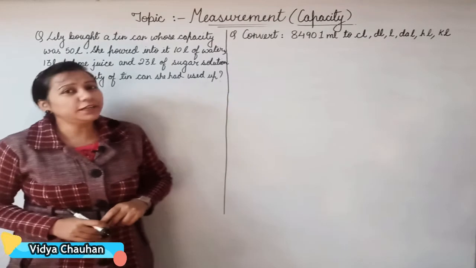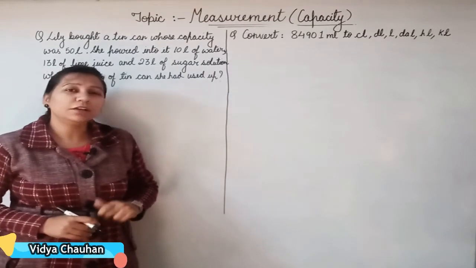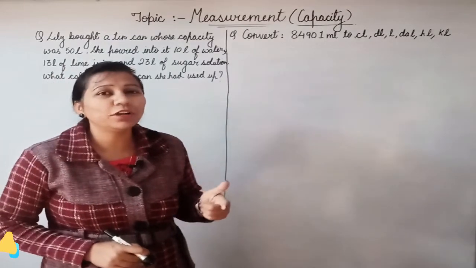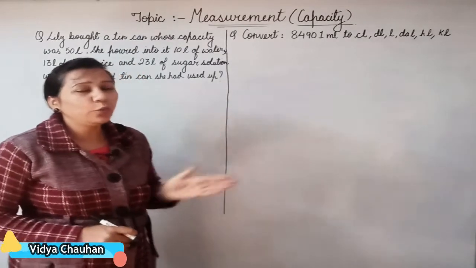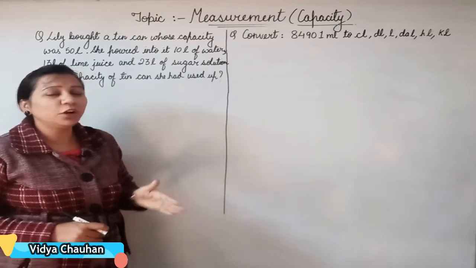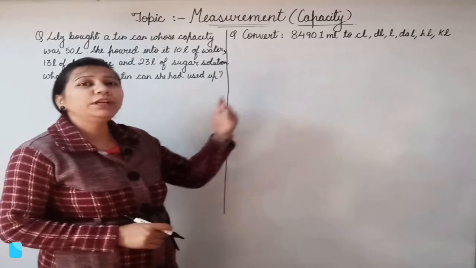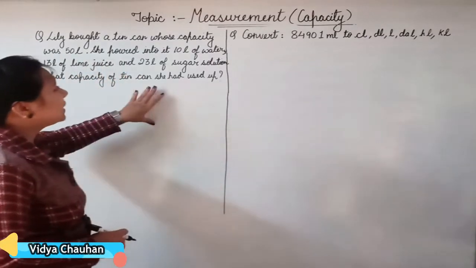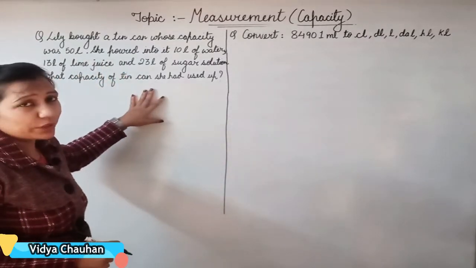So we have already discussed the conversion table related to capacity. That means the biggest unit is kiloliters and the smallest unit is milliliter, and how we do conversion from bigger unit to smaller, multiply by 10, and smaller unit to bigger, divide by 10 at every step. So let's continue with some of the questions from your book exercise.